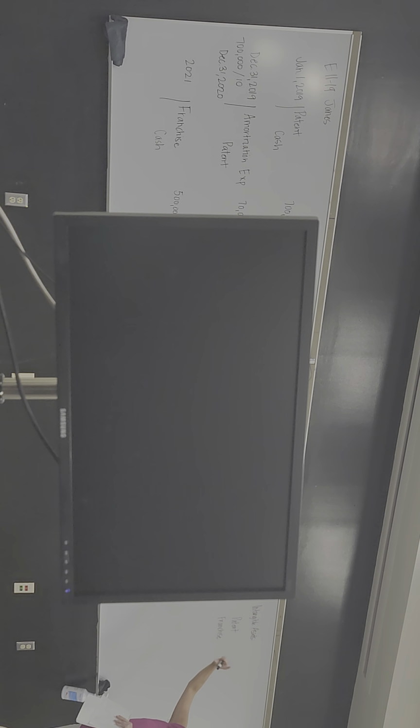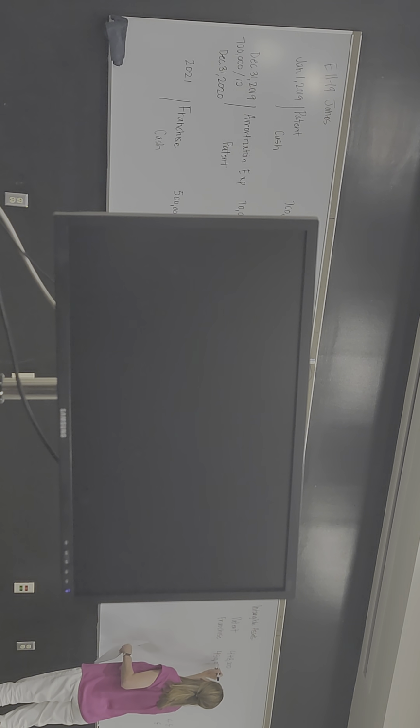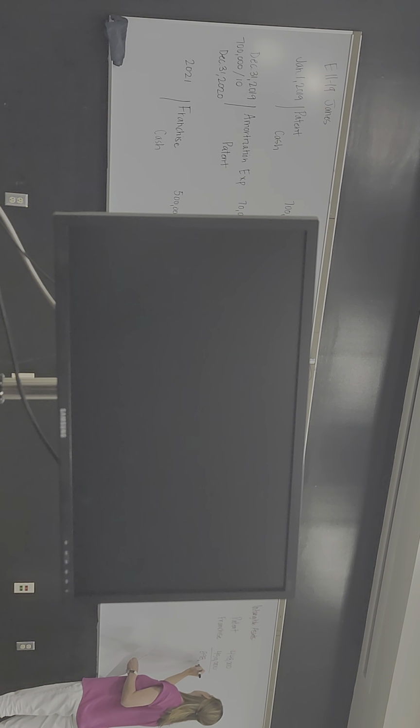The patent was first recorded at $700,000. We reduced it by $140,000, and then we reduced it by $112,000. So 700 minus 70 minus 70 minus 112 gets me to 448. And with the franchise, we recorded it at 500,000. We amortized 50,000, so it's sitting at 450. Our intangible assets total is 898.